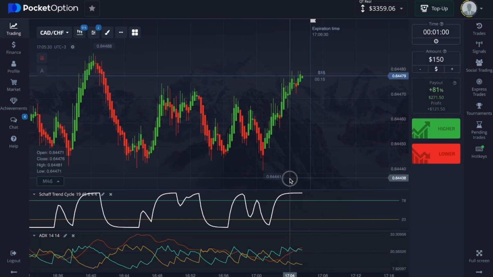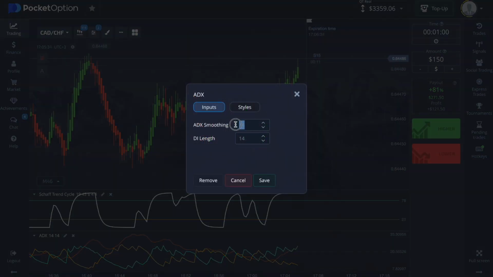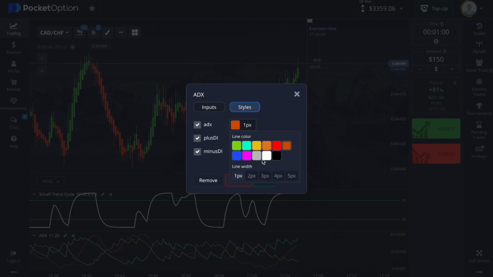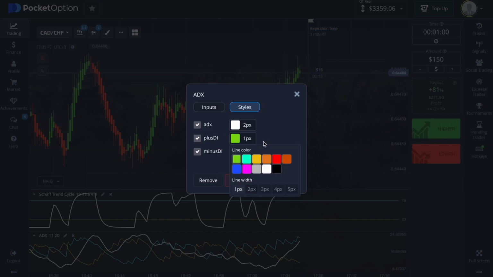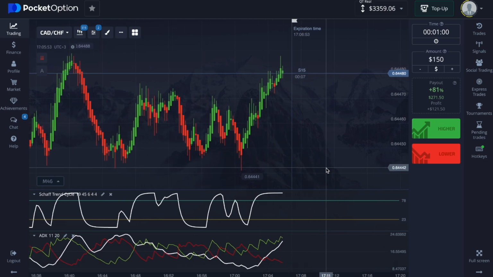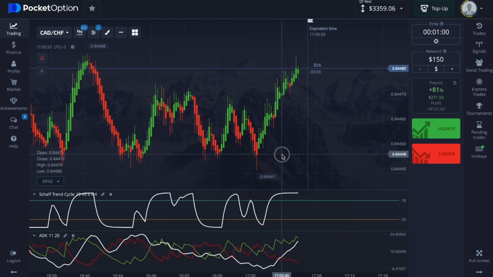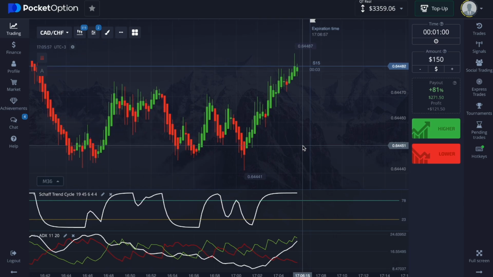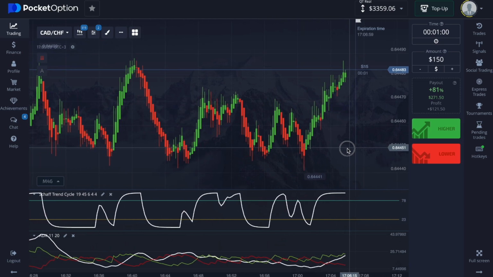Now configure the ADX indicator. Set the first value to 11 and the second value to 20. In the style section, set the main line to white and the line width to 2 pixels. Specify the positive line as green and the negative line as red and save. Everything is ready. The indicators are configured and now I'll show you in practice how to work with these indicators in combination and what moments to pay attention to.